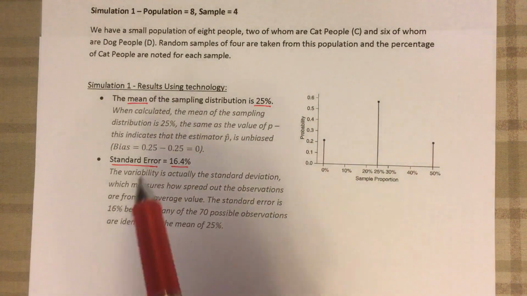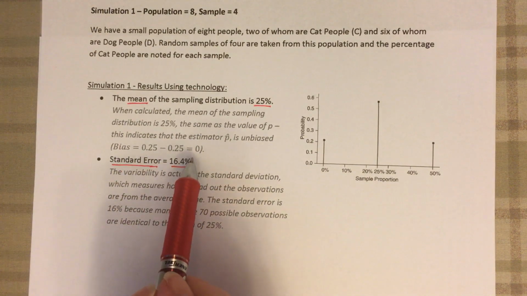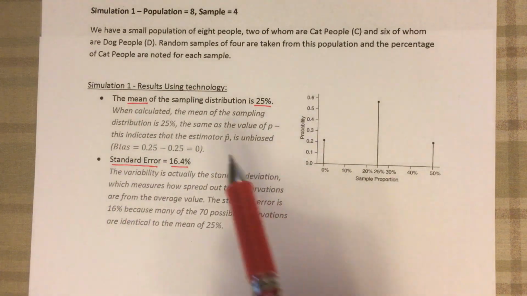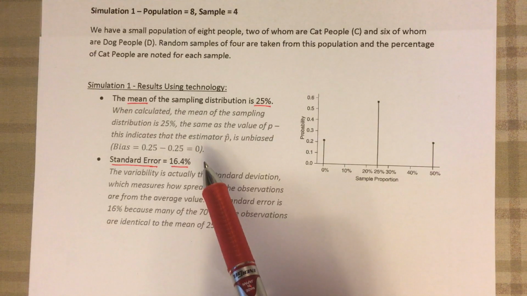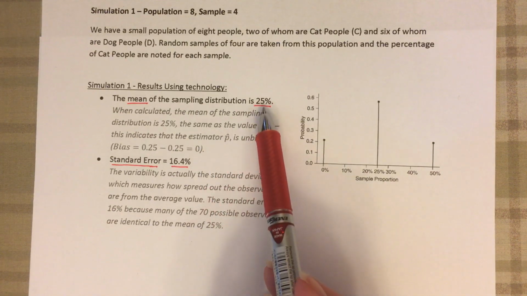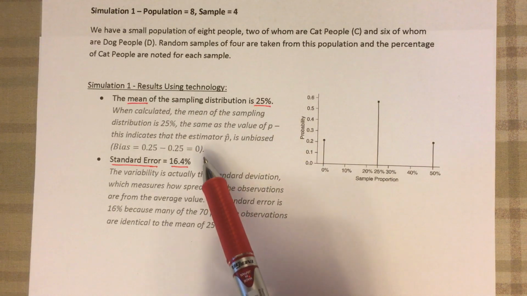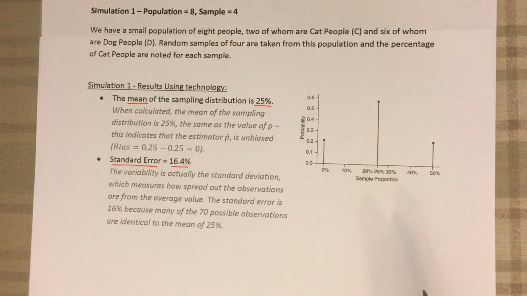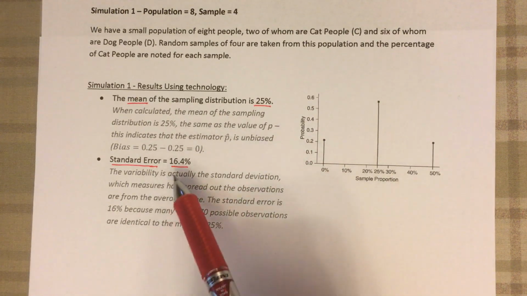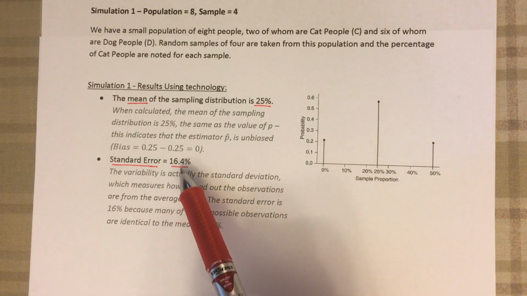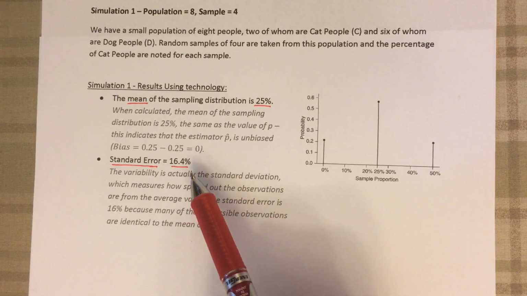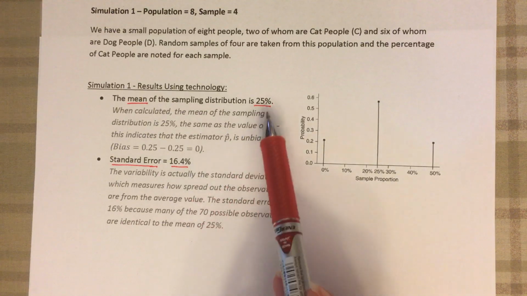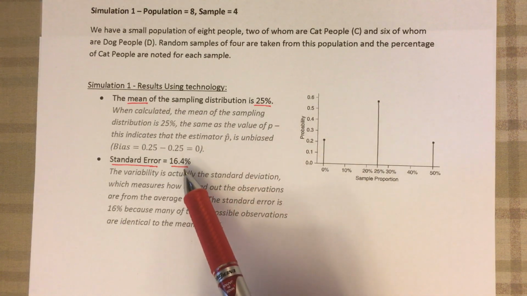That means that this is unbiased. Underneath here, the part that's written in italics says that since this is the same as our original proportion or percentage, we have something that is unbiased, which is good. Our standard error is 16.4%. This measures the amount of spread that we have. So we are unbiased, but that is actually a pretty large standard error.